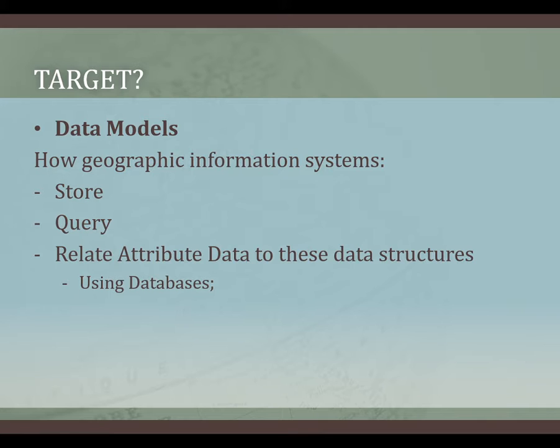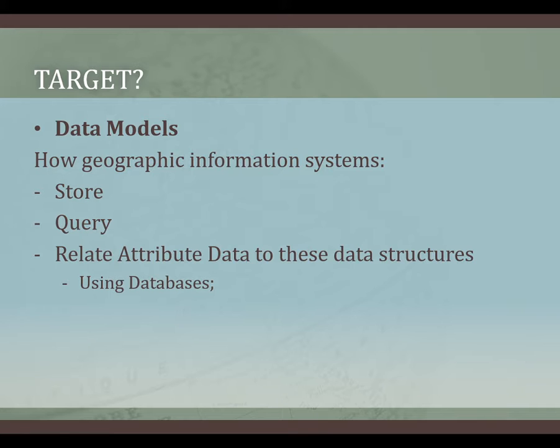For example, what is the highest population in West Virginia? Which city? That's a question. A map can give us that. A database can give us that. And also, how can we relate attribute data to these data structures?